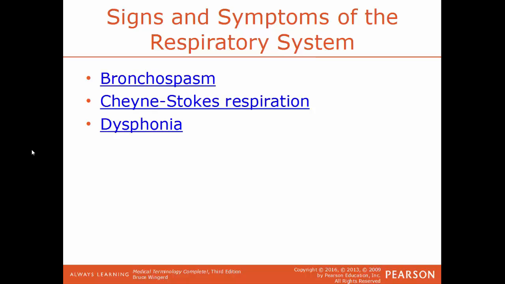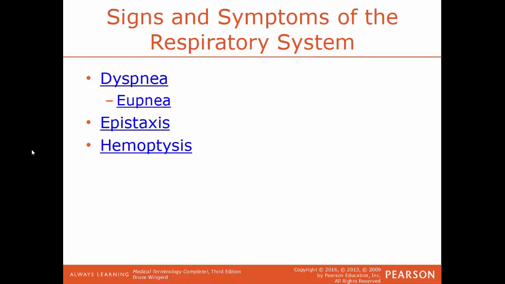Dysphonia. This is having difficulty in speaking because of a physical disorder of the tongue or the mouth or of the vocal cords. So having a disturbance of normal voice function. Dyspnea is having difficult breathing or labored breathing. Now compare that to eupnea, which would be normal breathing. Epistaxis is a technical name for bleeding from the nose.